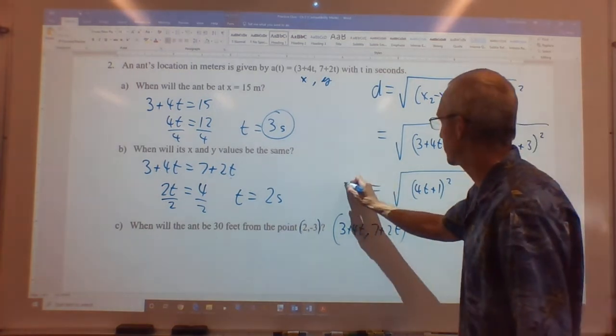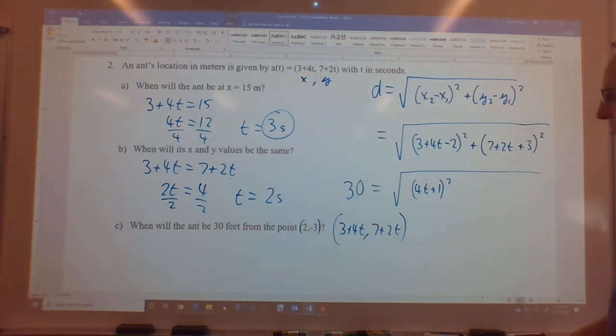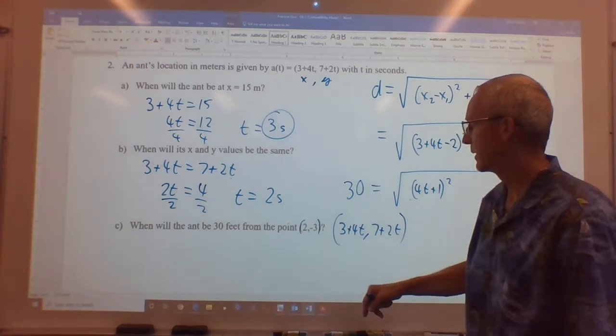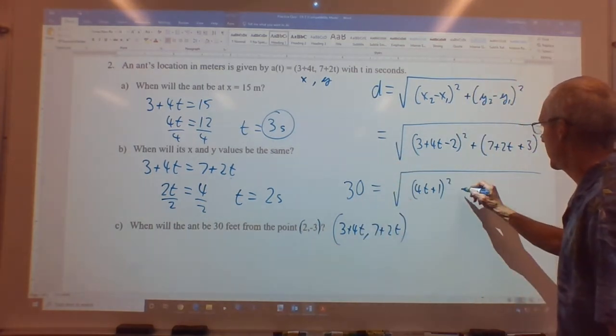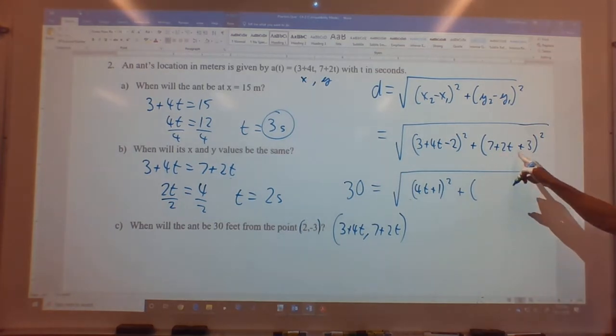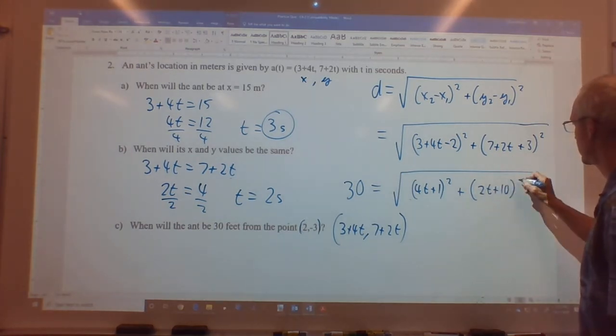Oh, and we want this to be 30. We want the distance to be 30, so we know what that is, right? We want them to be 30 feet apart, 30 feet from this point. The distance from the point is this. We want the distance to be 30. And now let's do this one. 7 plus 3 is 10. This is 2t plus 10 squared.